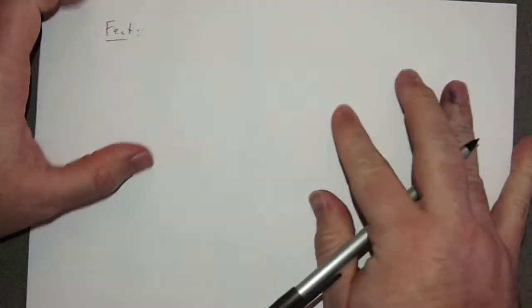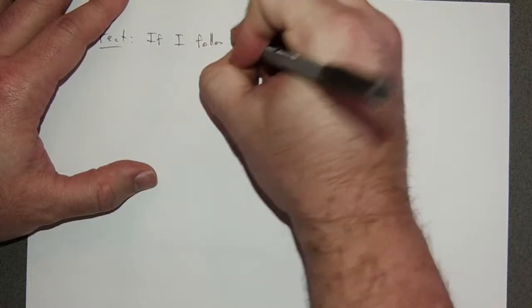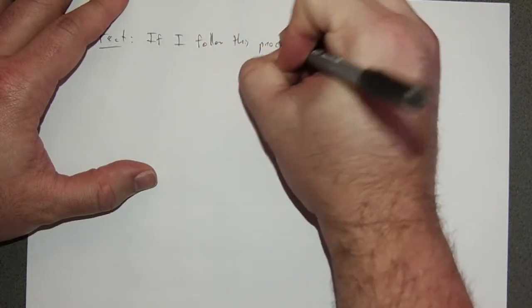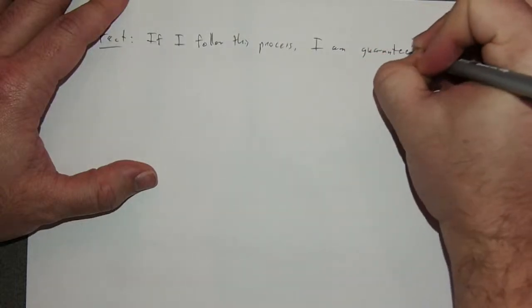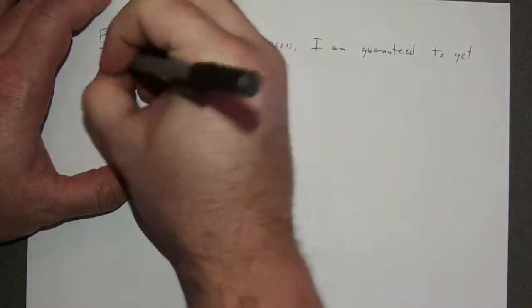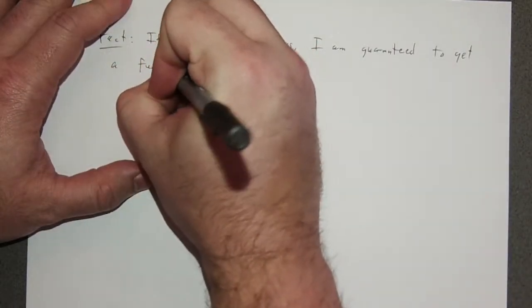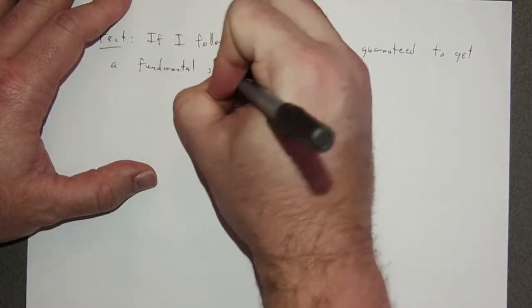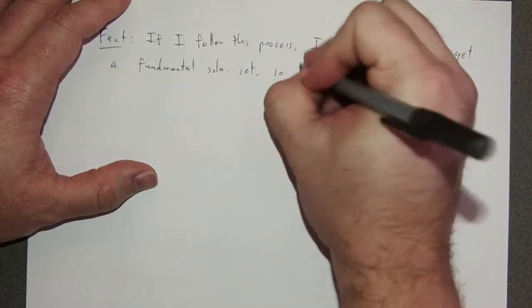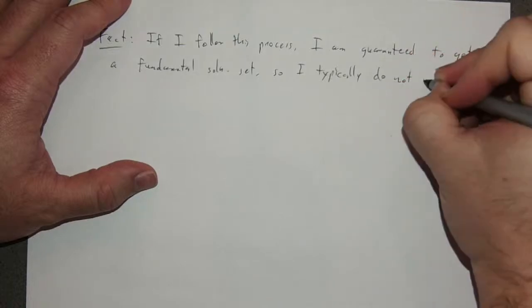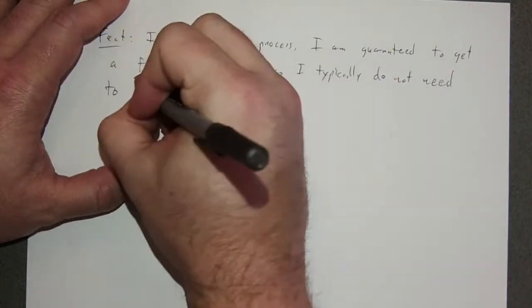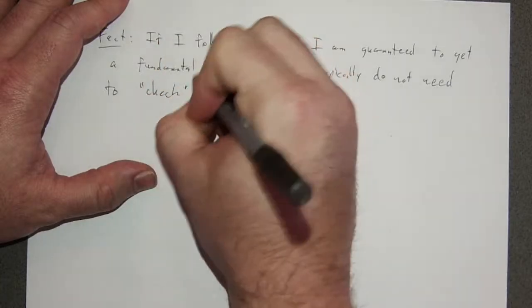So in fact, if I follow this process, I am guaranteed to get a fundamental solution set. So I typically do not need to check this by computing the Wronskian.